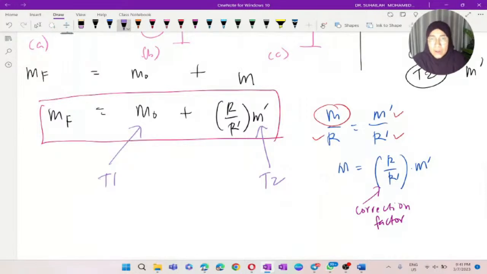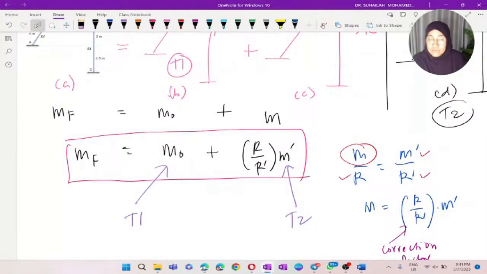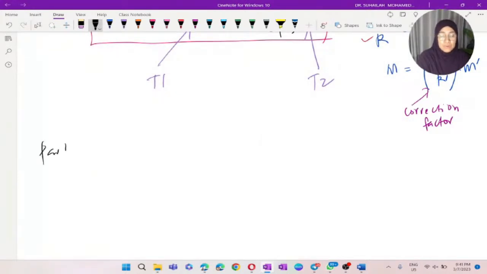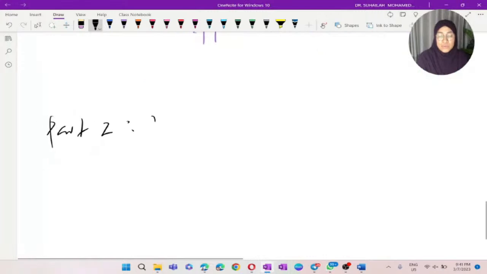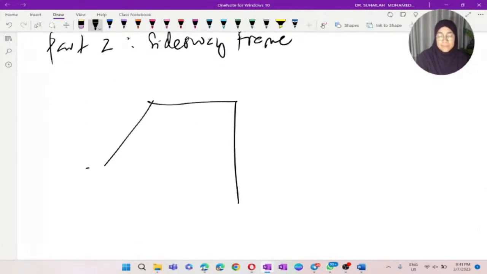Okay, now we are moving to part 2 of the analysis. So this is the final step where we will use this to calculate the final end moment. We will go back to the sidesway frame analysis. So this is part 2. For part 2 is sidesway frame analysis. For the sidesway frame, we will base on this frame subjected to R prime. Okay, there is no external loading.